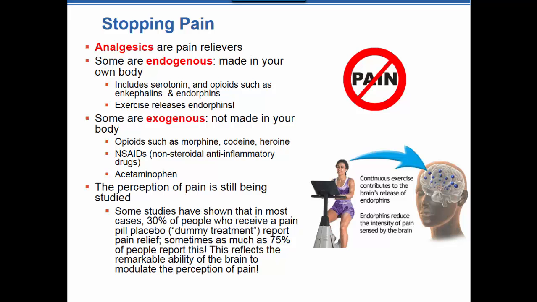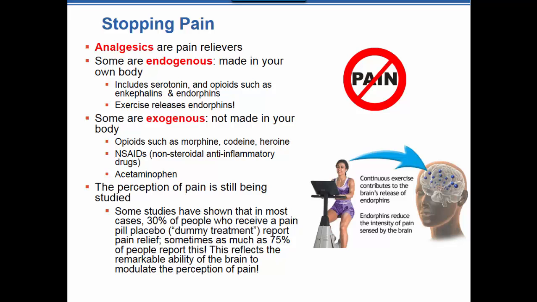Maybe you've heard that when you exercise, you release endorphins. And endorphins reduce the intensity of pain that's sensed by the brain during exercise, allowing you to continue the activity. Some analgesics are exogenous, meaning they're not made in your body. So opioids such as morphine, codeine, and heroin are exogenous analgesics.